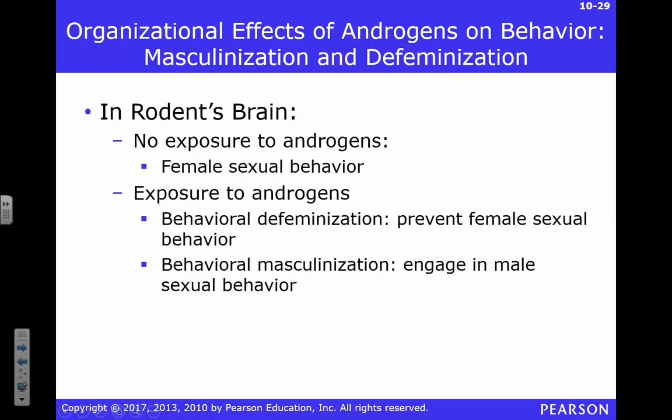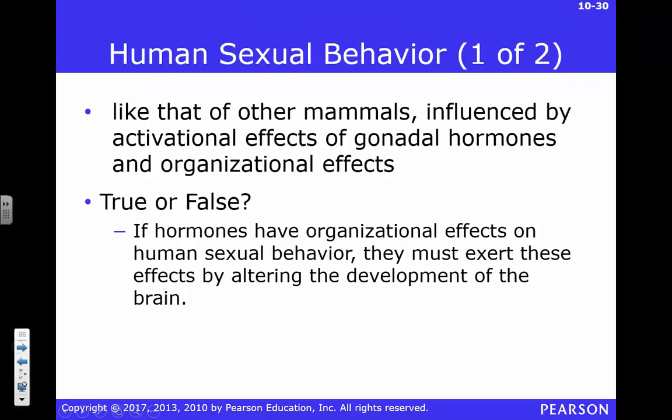Earlier I said it was important to think about organizational and activational effects of hormones, and their effect later on behavior. There have been a number of studies where, in rodents, because we're not allowed to do this in people, they expose rodents to androgens or estrogens at different time points, either early or later in development, and see what happens with their sexual behavior, which is sort of interesting.